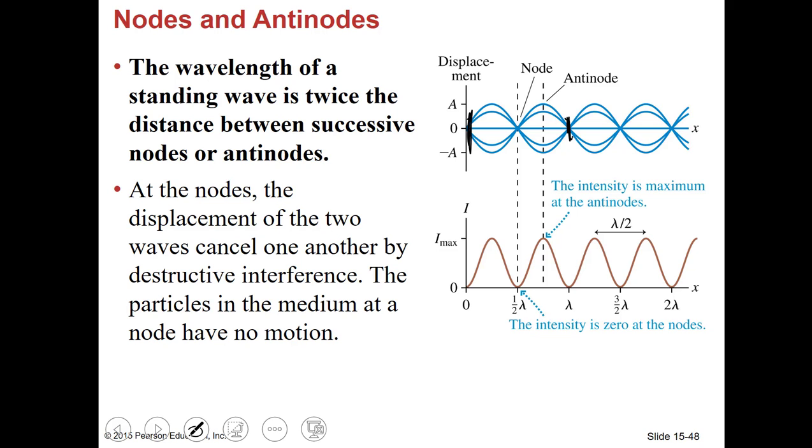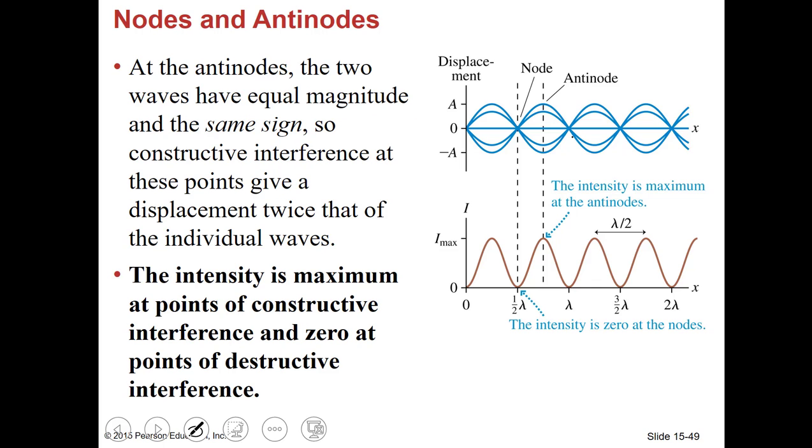Okay, so some definitions. Definitely have a picture, know what nodes are, know what antinodes are. At the antinodes, the high spots, the two waves have equal magnitude and the same sign. So constructive interference happens at the antinodes, and destructive interference happens at the nodes.